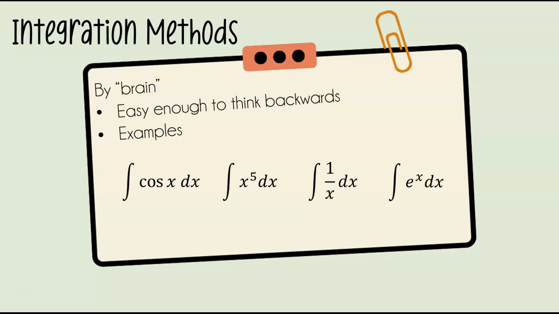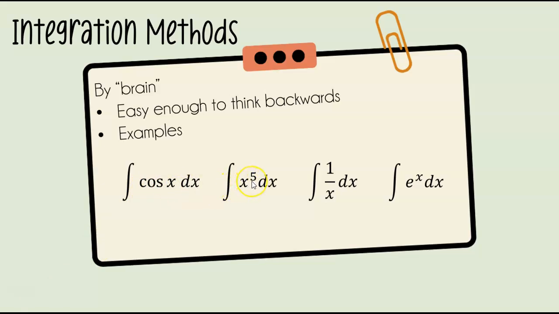There are many methods for taking integration. The most basic, easiest one is what I would call by the brain. These are easy enough to think about and just think backwards. For example, you might ask yourself, which function has a derivative of cosine? And that would give you the antiderivative.